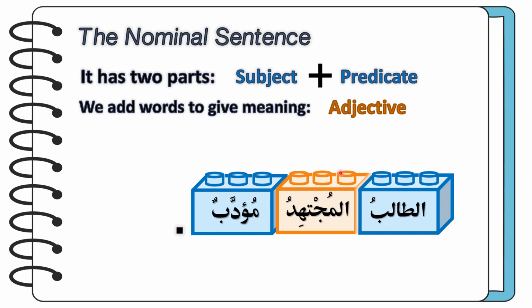As for the grammatical case, also the adjective follows the noun it describes. So as long as the subject ends with a dhamma, the adjective also should end with a dhamma. Here reads الطالب المجتهد مؤدب. الطالب المجتهد مؤدب. The hard-working student is well behaved.